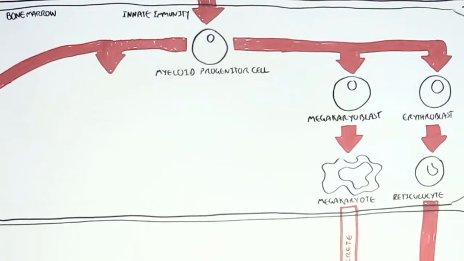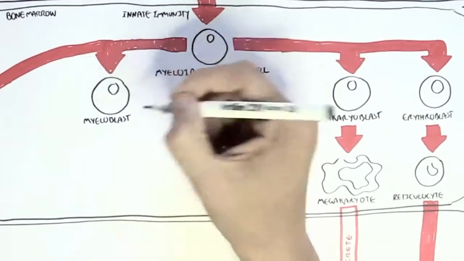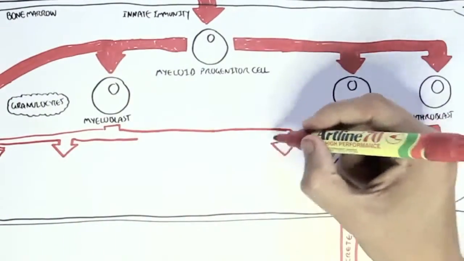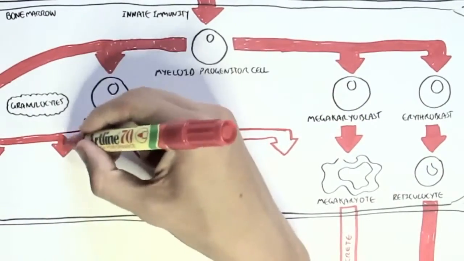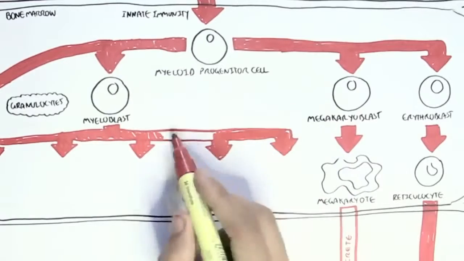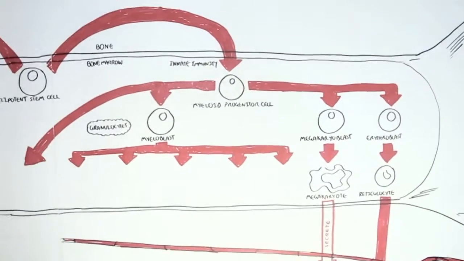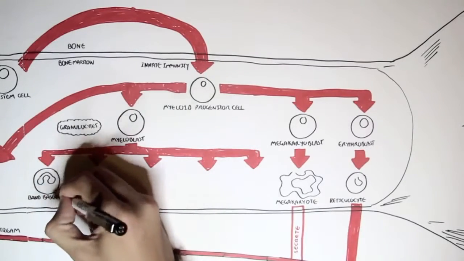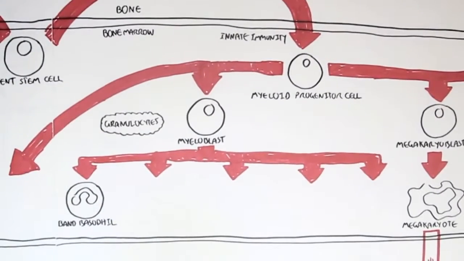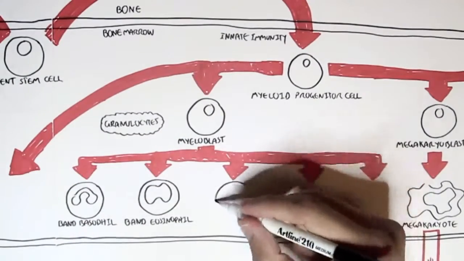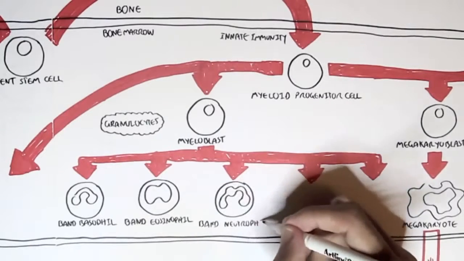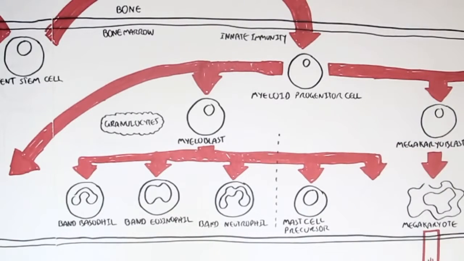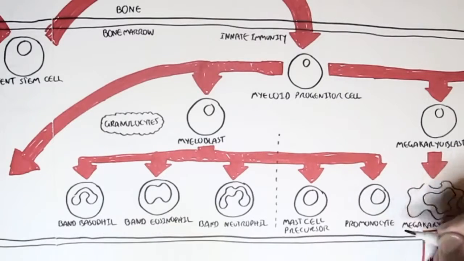Anyway, continuing on, the myeloid progenitor cell can also give rise to what's called the myeloblast. The myeloblast can give rise to a variety of cells, and these include a group of cells known as granulocytes. Granulocytes are special because these are the cells which contain granules, hence the granulo before the cyte. The three granulocytes which will be produced in the bone marrow are the band basophil, the band eosinophil, and the band neutrophil. Other cells that the myeloblast will produce that are not granulocytes are the mast cell precursor and the pro-monocyte.